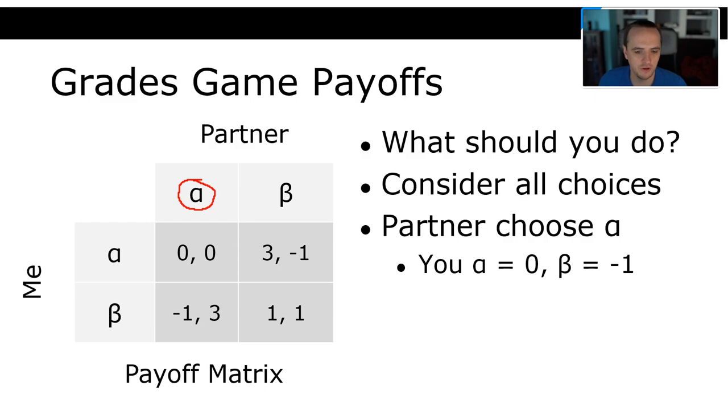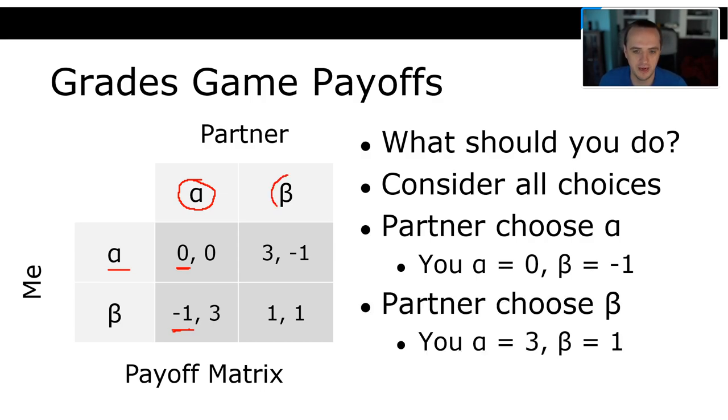Well, if we choose alpha, we get 0. And if we choose beta, we get -1. All right? So, look at that again. If they choose alpha, if we choose alpha, we get 0. If we choose beta, we get -1. And so, if they chose alpha, we should choose alpha.